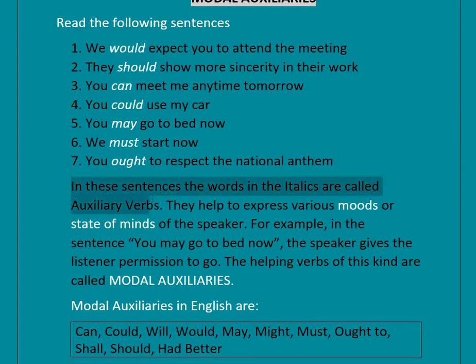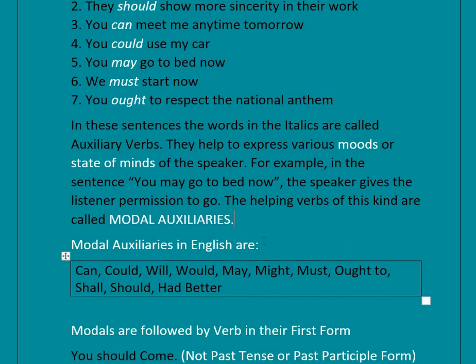In these sentences, the words in italics are called auxiliary verbs. They help to express various moods or states of mind of the speaker. For example, in the sentence, "You may go to bed now," the speaker gives the listener permission to go to bed. The helping verbs of this kind are called modal auxiliaries. These are some of the modal auxiliaries in English: can, could, will, would, may, might, must, ought to, shall, should, had better.